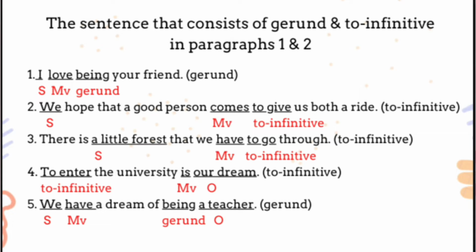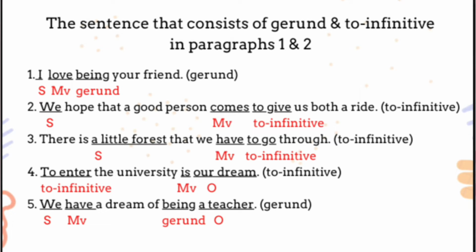Next, the third sentence. There is a little forest that we have to go through. The sentence consists of to infinitive. The subject of the sentence is a little forest, and the main verb in the sentence is have, and the to infinitive in the sentence is to go.